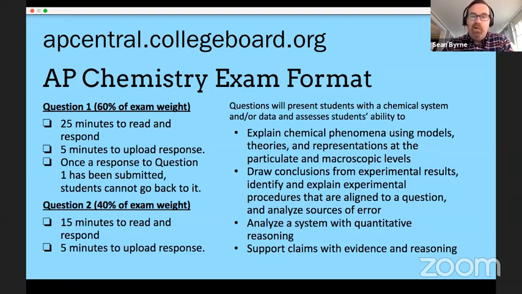The second question that you will have on your AP exam is a little bit shorter: 15 minutes to read and respond, and then 5 minutes to upload it. Remember, all of this is focused on the skills listed here on the right-hand side of the screen. It's worth pointing out that Mr. Faribault and I have no idea what's going to be on the test, so we're not teaching to what those specific questions will be.